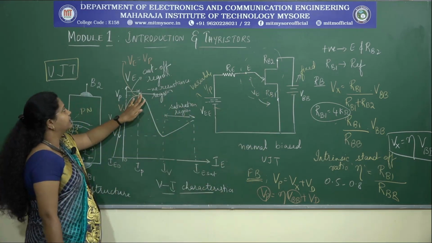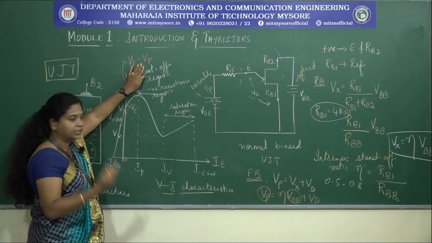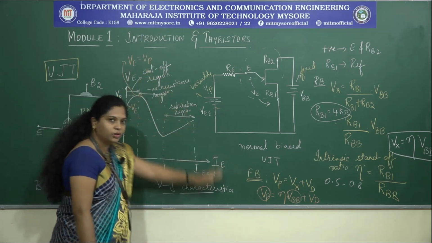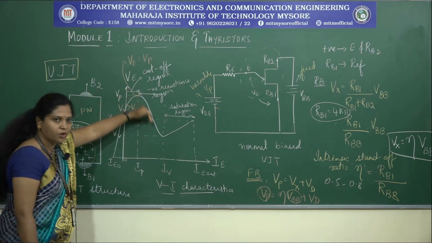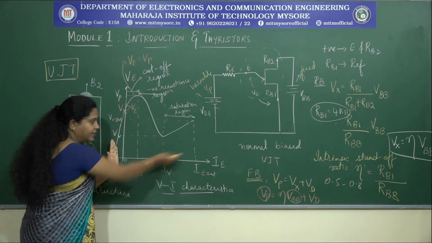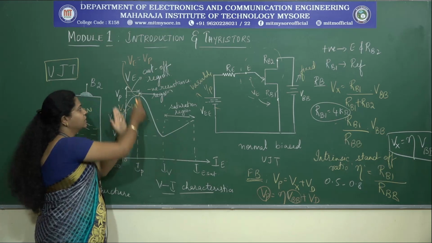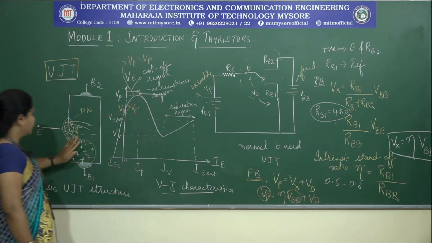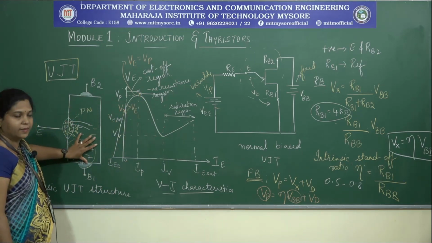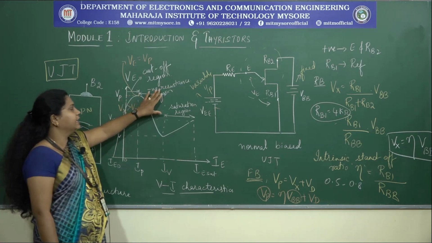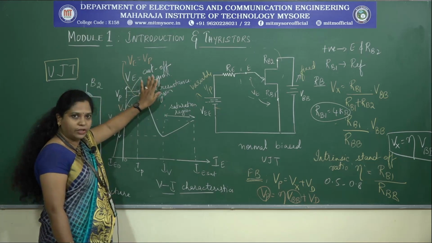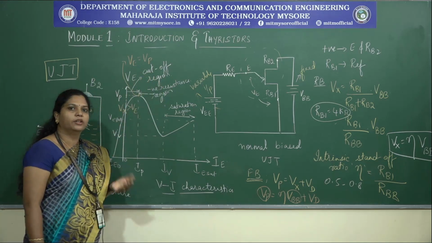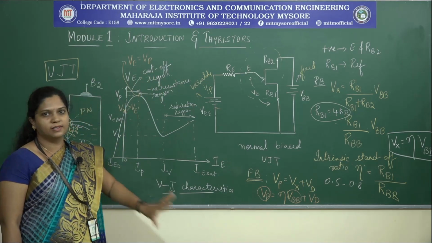So at this point when they are equal, the UJT turns on, and as you keep on varying the voltage, the VE keeps on decreasing slightly, but the current is still in the increasing range. This part, where the resistance decreases, is known as the negative resistance region. It is this part of the UJT that we are going to make use of as a switch.